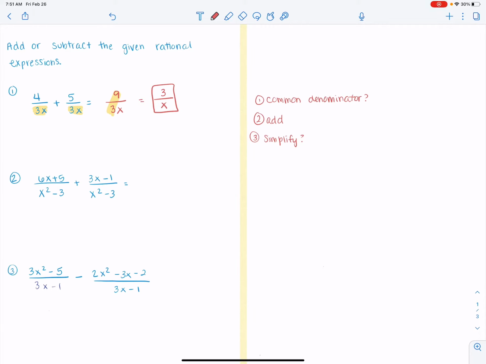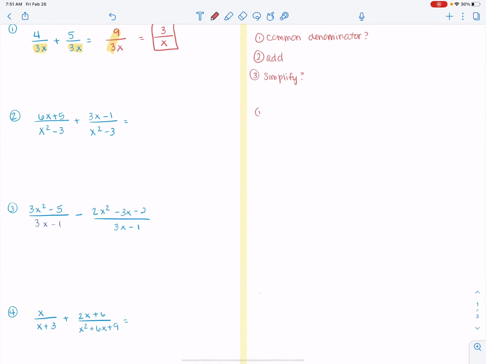All right, number 2. First, we're going to see, does it have a common denominator? So if I look at the denominators, x squared minus 3, x squared minus 3. Yes, I have common denominators, so we're going to add the fractions. So I have 6x plus 5 plus 3x minus 1 all over. Remember, the denominator stays the same. Now, from here, I can combine like terms.